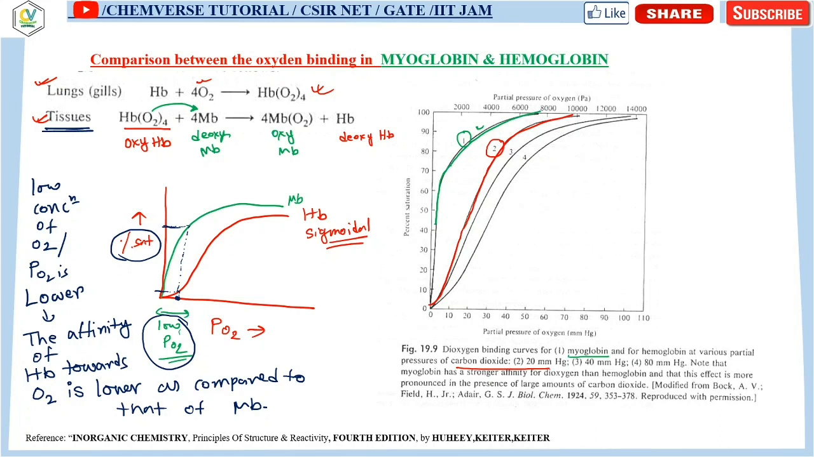That is why in tissue there is very low oxygen pressure, and in this case myoglobin has a much greater tendency to bind with the oxygen, and that is why hemoglobin loses its oxygen, which is just captured by the myoglobin present in the tissue, and they basically store it in the form of oxymyoglobin, and that oxygen will be used further.